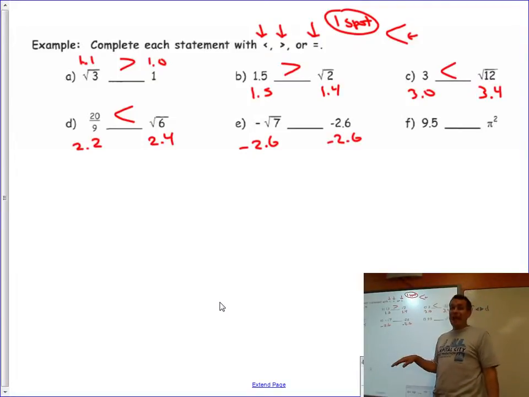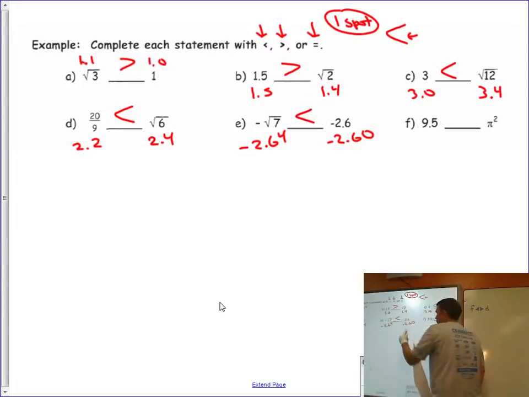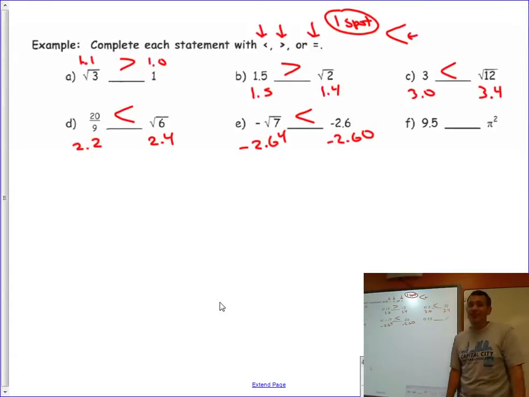So I go back and look at my calculator for the square root of 7, and I find out it's 2.64 when I go 2 decimal places. Whereas the terminating decimal, 2.6, if I go another decimal place, I would just be adding on a 0. So actually, one of them is negative 2.64, and one of them is negative 2.60. Which one's bigger? Well, remember, with negative numbers, the bigger the negative number, the smaller its actual value. So this would be the correct sign. Negative 2.64 is a smaller value than negative 2.6.